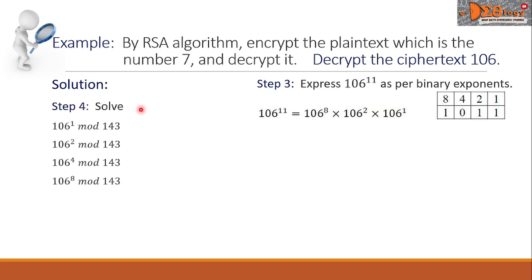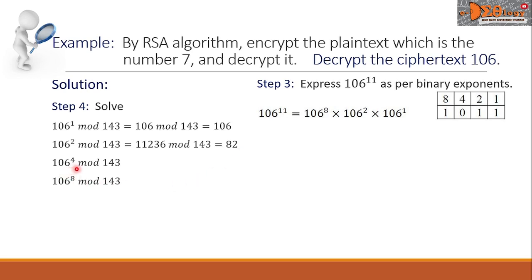Now for step 4, we're going to solve these respective moduli. 106 raised to 1 mod 143, 106 squared mod 143, 106 raised to 4 mod 143, and 106 raised to 8 mod 143. Let's begin with the first modulus. This 106 raised to 1 can be written as 106. Then mod 143. The answer is 106. The next is 106 squared mod 143. We can simplify this square into 11,236, then mod 143. We simplified this into 82.